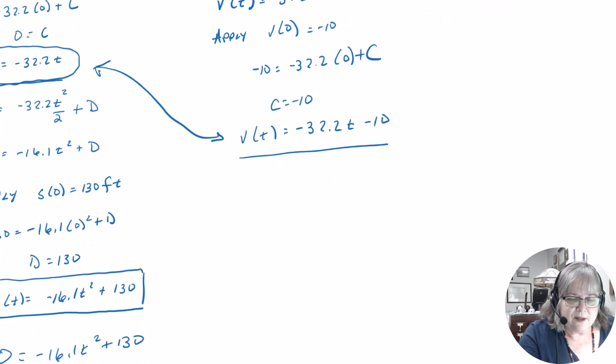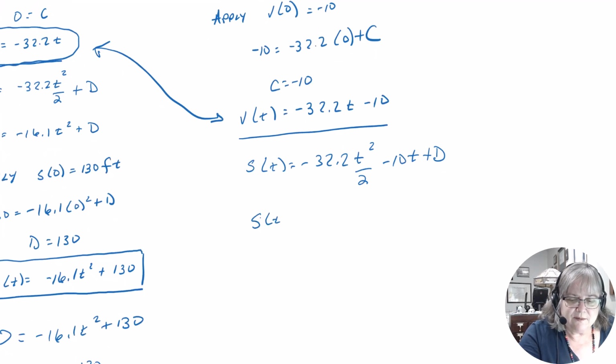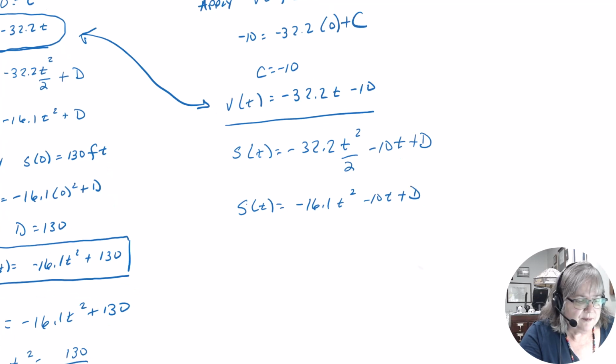All right, so now we're going to take the antiderivative again. So it's negative 32.2. You would add 1 to the power, divide by the new power, minus 10. If it's a constant now, it used to be a negative 10t, and you'd have a d. So s is negative 16.1 t squared minus 10t plus d.